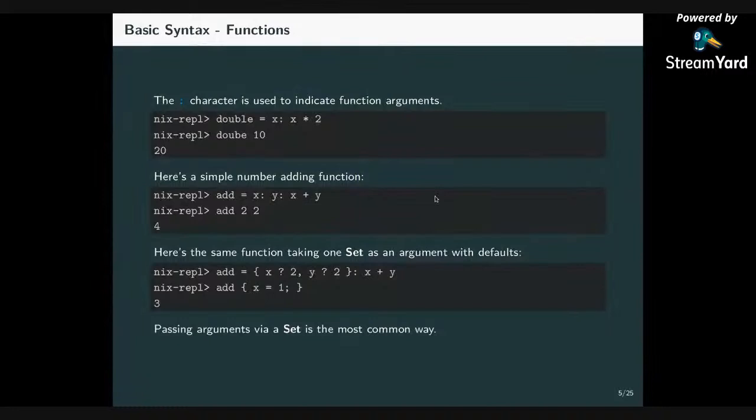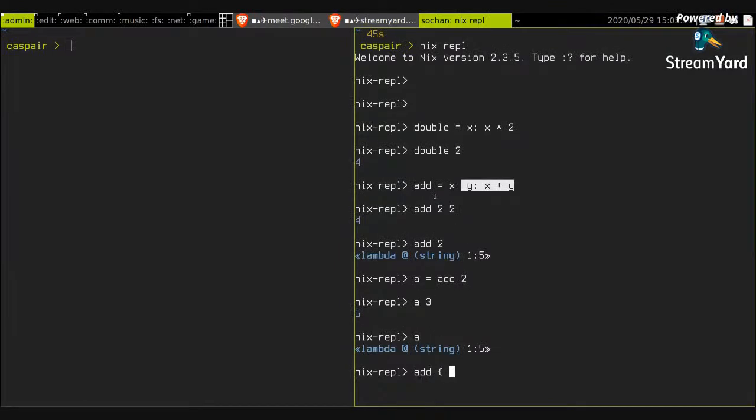But really, the main way you provide arguments in Nix is with a single argument that is a set. And the main advantage of that is that you have named arguments, which is easier to manage, and you have default values. So we can rewrite the add function by just providing a set with a default value of 2 and, actually, we're using x, so let's use that.